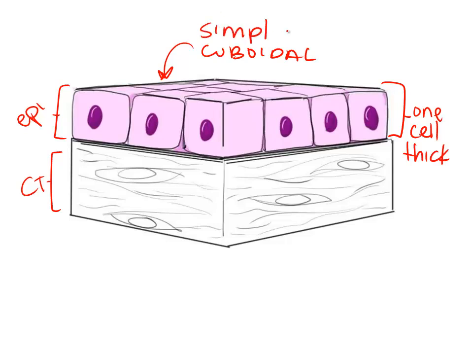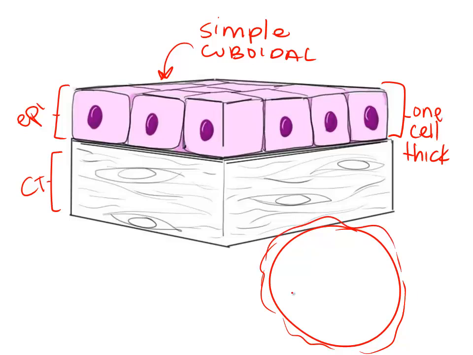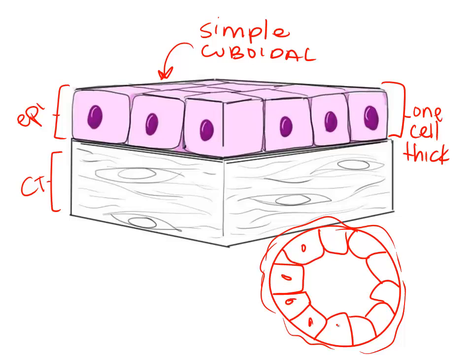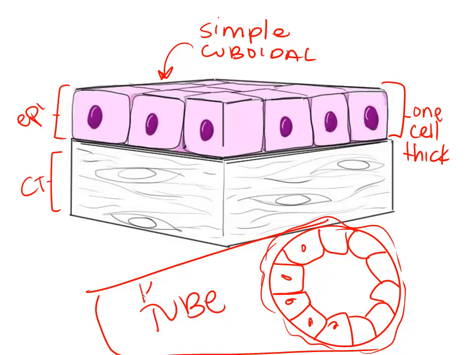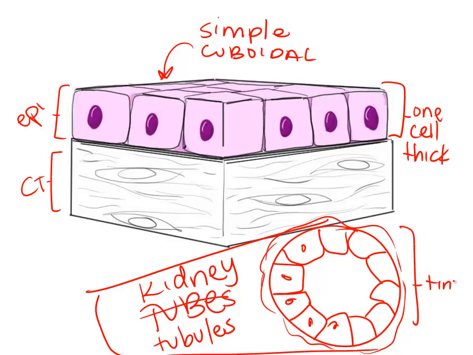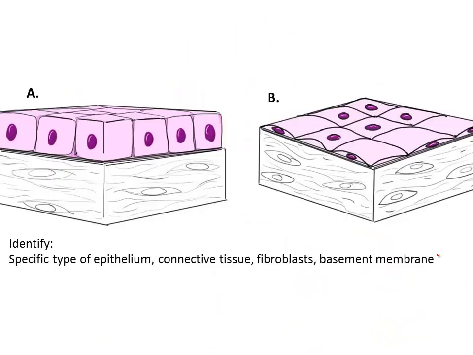Usually in the body, when we find simple cuboidal, at least in this class, it'll be wrapped up to make a tube, and so it would actually look like this if you looked at a cross-section of a tube or a hose. Again, simple cuboidal. In the case of the kidneys, these little tubes are actually tiny and microscopic, so we sometimes just call them tubules. Even though they're wrapped into tubes, it's still simple cuboidal epithelium. So those are examples of simple squamous and simple cuboidal epithelium.